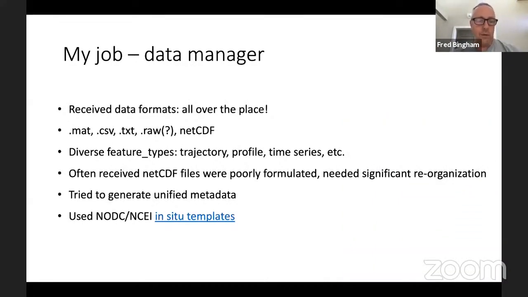The data sets I received from these different PIs came in all kinds of different formats: MATLAB files, CSV, text files, various types of raw files coming directly off of instruments, and also NetCDF files. There was a diverse set of feature types: trajectories, profiles, time series profiles, and so on. We used the NODC in-situ templates to try to make sense of all this. Sometimes the NetCDF files I received were poorly formulated or needed significant reorganization. Our job was to generate unified metadata so that all these files had a similar look and feel.